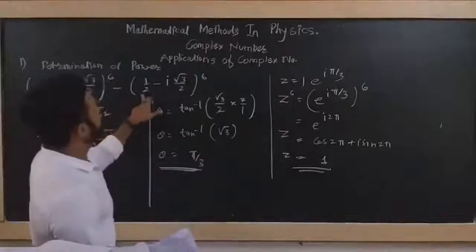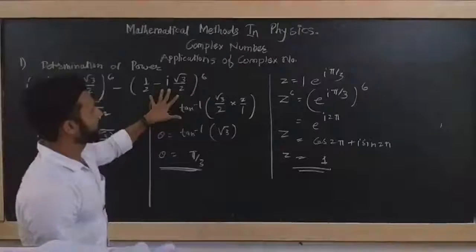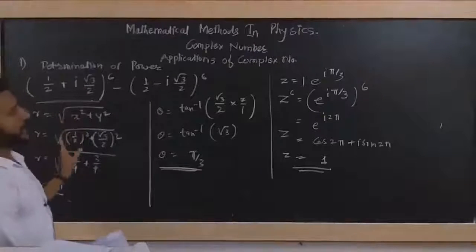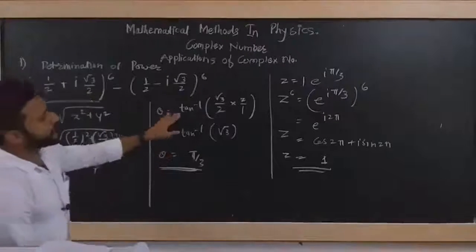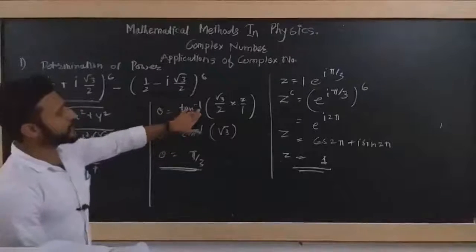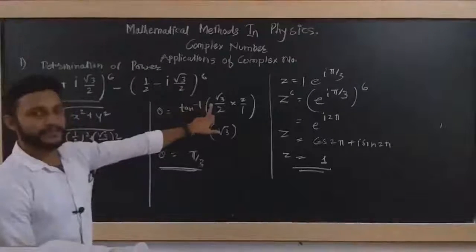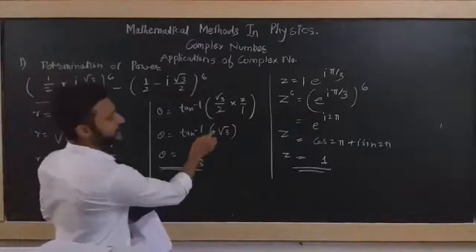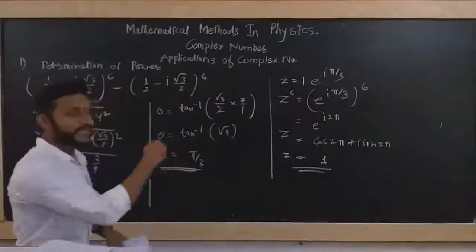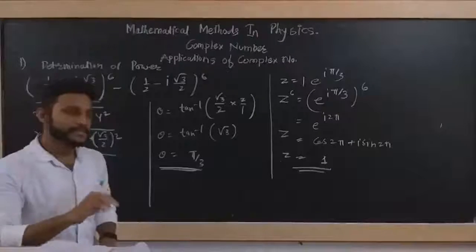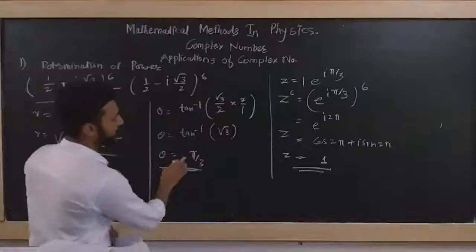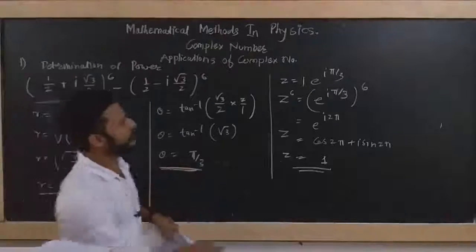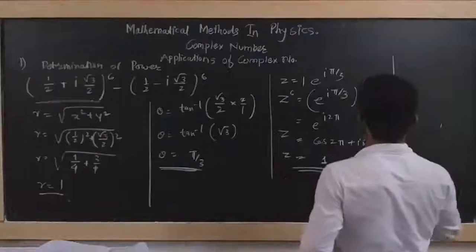Now we want to find out the power of this other complex number. If you go through the same process, the value of r you will get is 1. And theta is equal to tan inverse of minus sign here. So minus root 3 by 2 into 2 by 1. So you will get minus sign here. So tan inverse of minus theta is minus tan theta. So you will get minus pi by 3 value here.